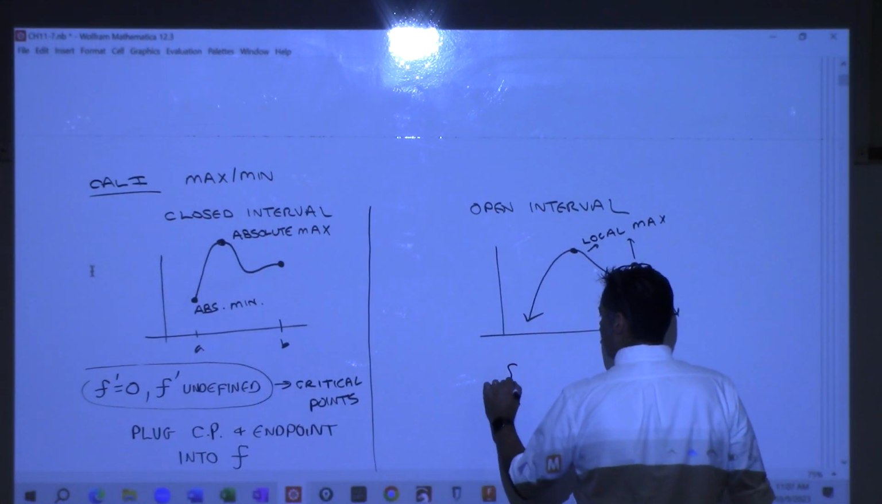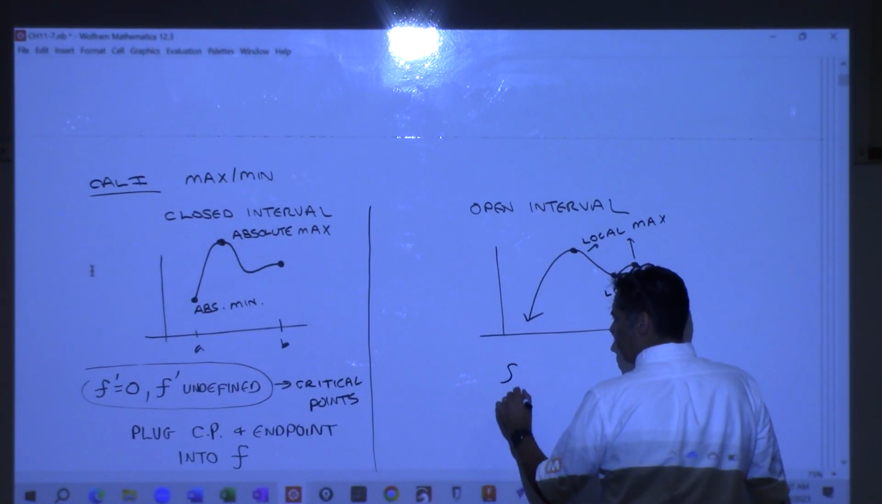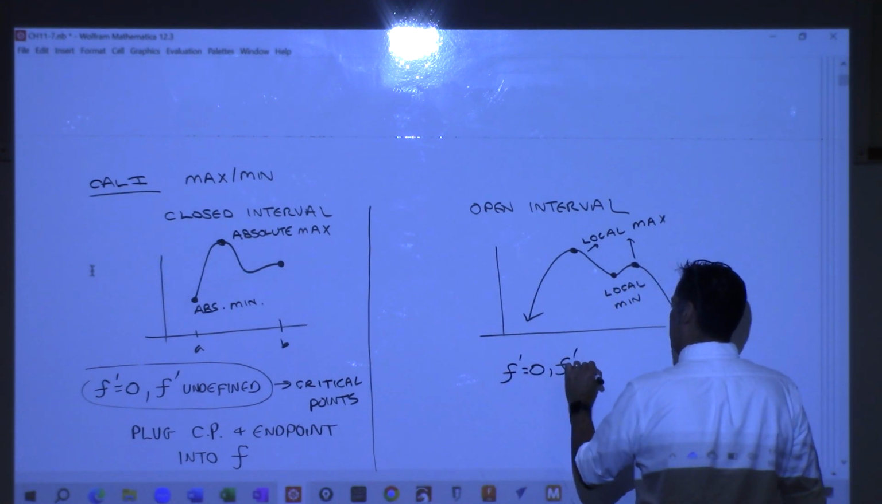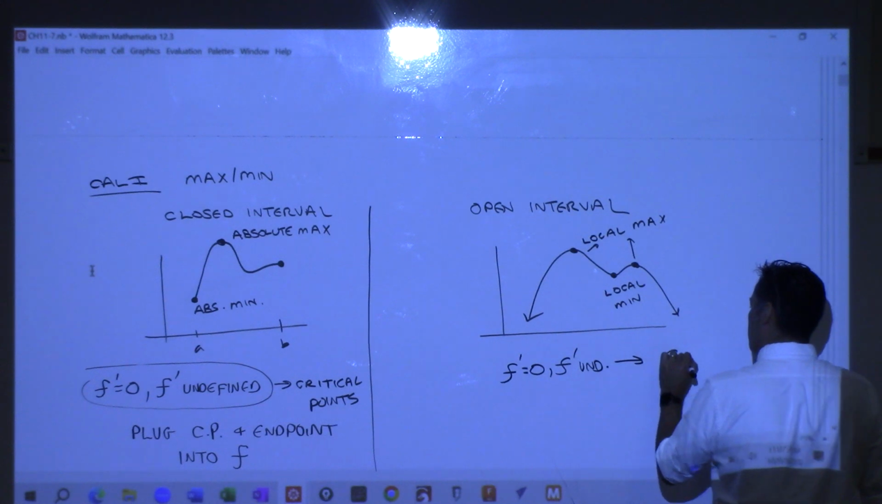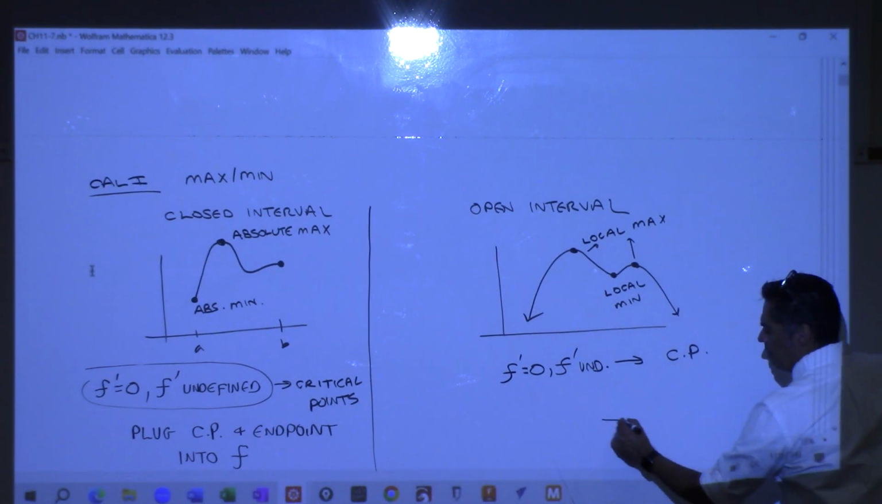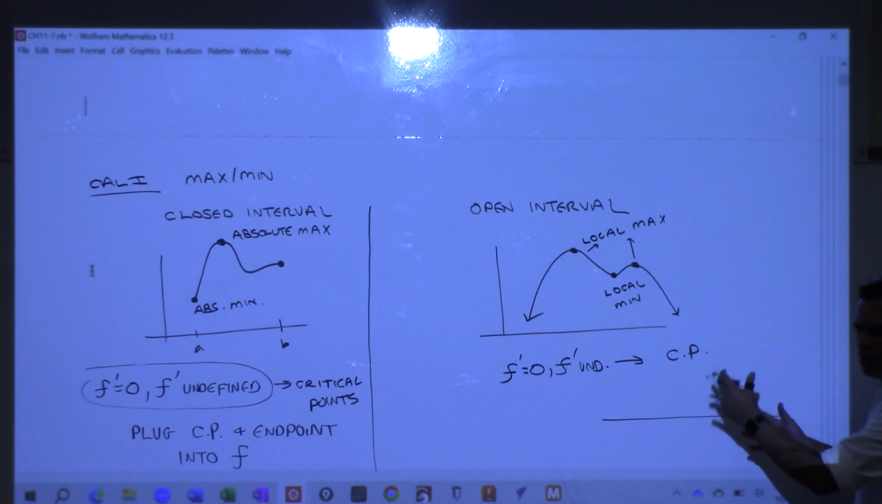What you do here is the same thing: you set the derivative equal to 0 and find out where the derivative is undefined. Those are your critical points. But now what you do is something completely different, because you don't have endpoints. What you do is make a number line and some sort of sign chart.